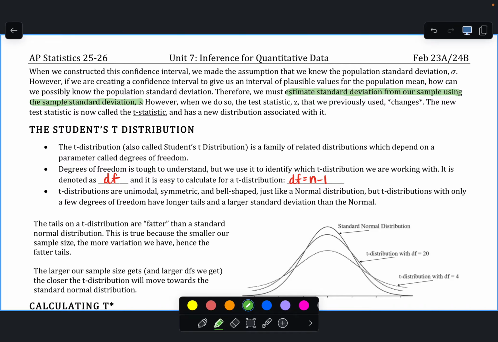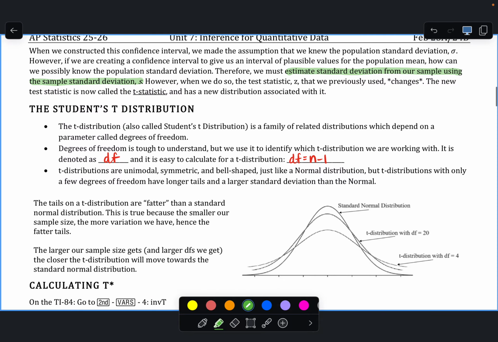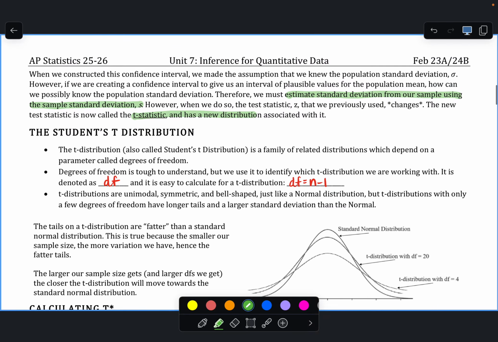However, when we do that, we can no longer use Z star. We are going to use the test statistic and its new distribution. Now, the only reason I show you this is to relate these two things together. But there have been many questions in the multiple choice section in years past where they've said, when do you use a one sample Z interval? And the answer is if you know the population standard deviation. That is the only time you would ever do it.